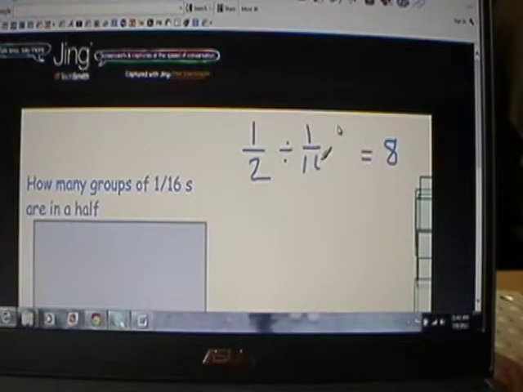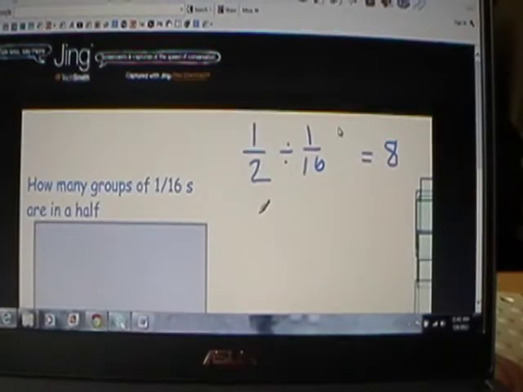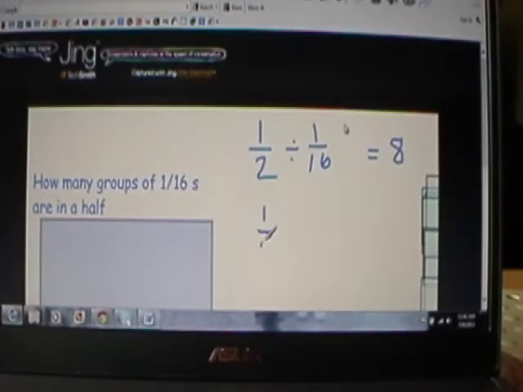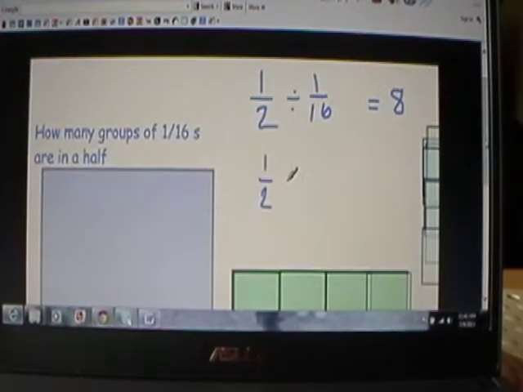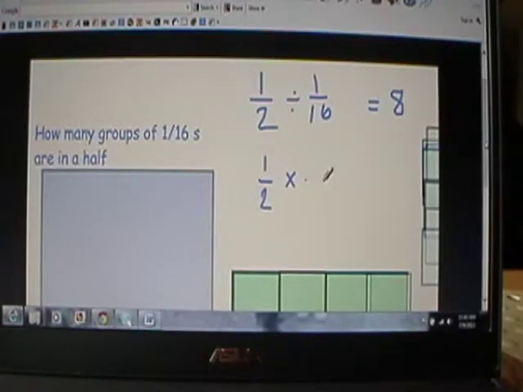And we got 8. Now, you've probably learned that you keep, change, flip, right? You've probably heard that expression before. The dividend we keep the same. We change the division to multiplication. And we use the reciprocal of the divisor, which would be 16 over 1. We already know the answer is 8, but let's make sure we understand the work behind it.